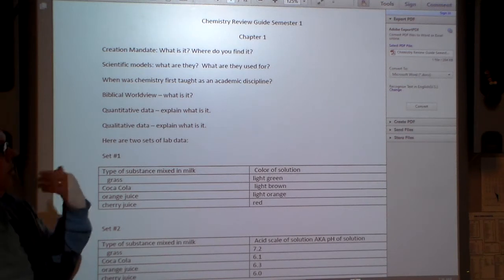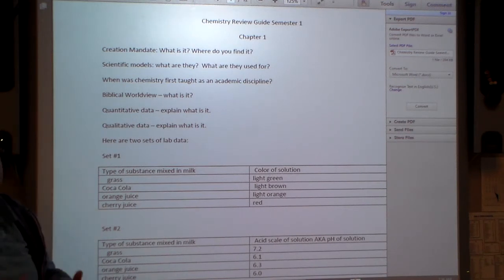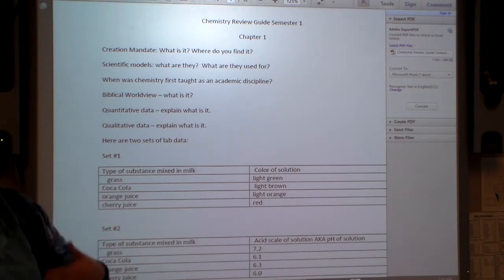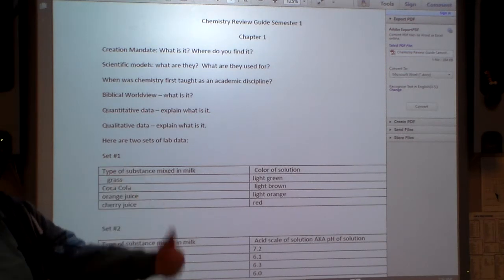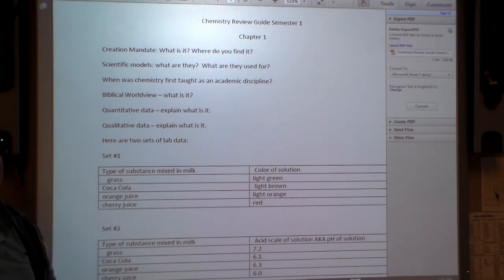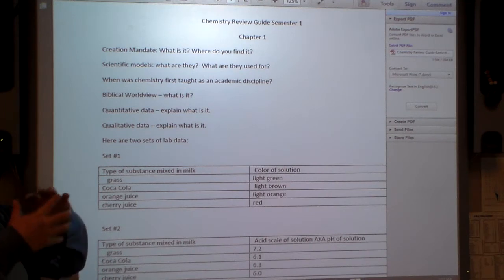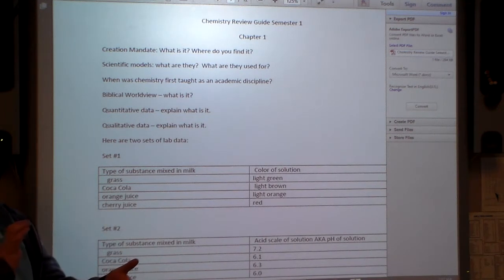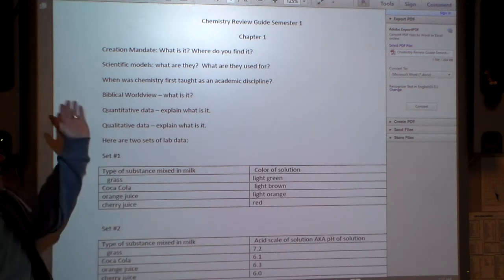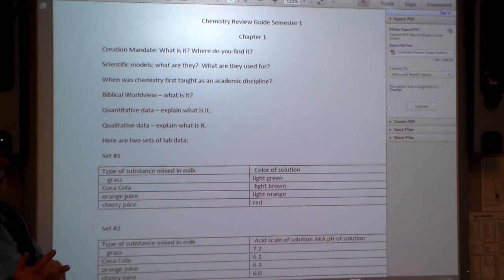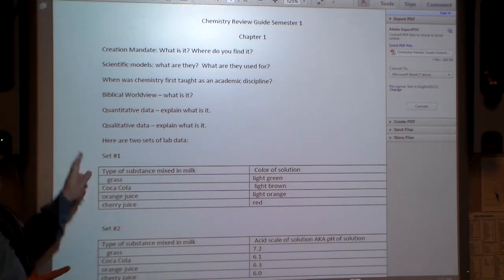Scientific models, what are they? What are they used for? Remember, scientific models help us explain, to help us understand what scientists are observing. A model could be a computer model, it could be a picture, it could be a diagram, it could be a three-dimensional thing. So models can look different ways, okay? Chemistry first taught as an academic discipline, that one's in your notes.